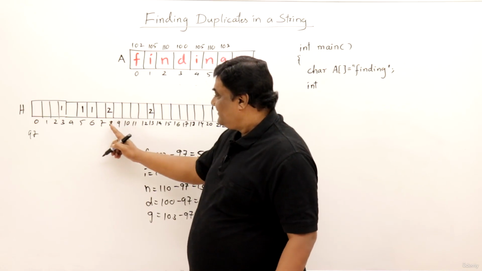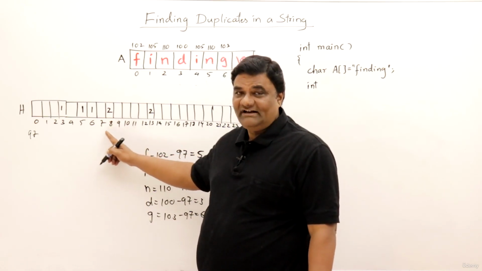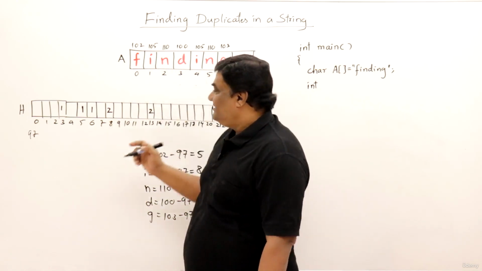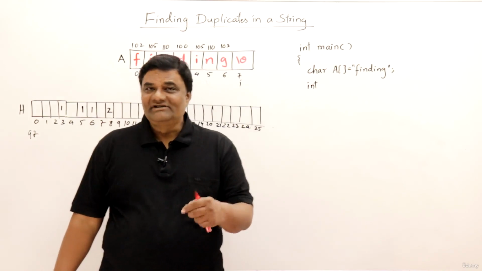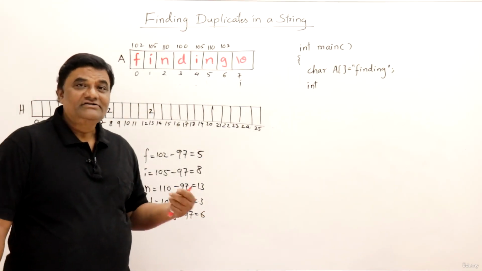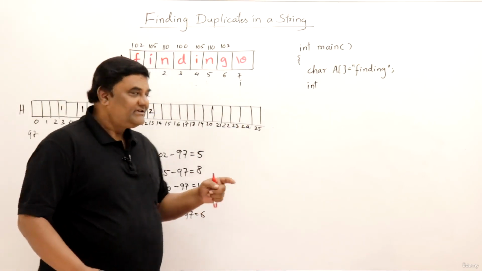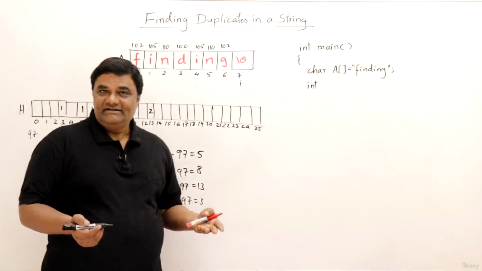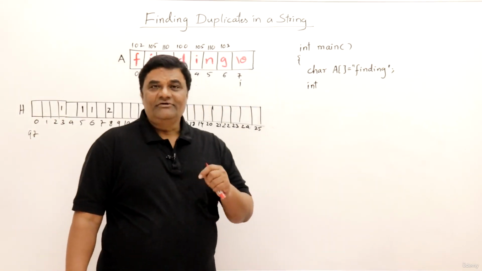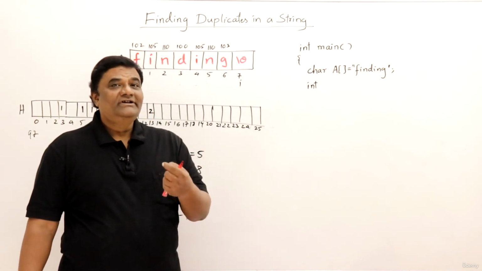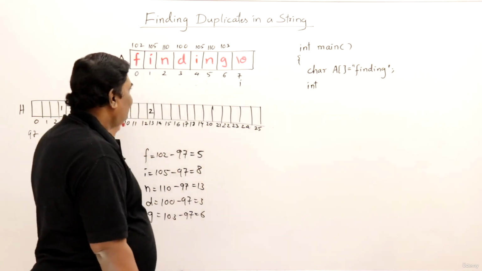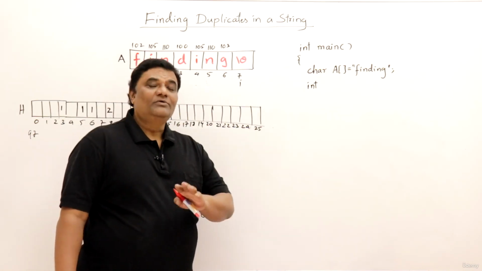If you want to know what this one is, add 97 to this. 97 plus 8 is 105, and 105 is i. That's how we can get back the alphabets, by adding 97 to the indices of the hash table. So this is how you can count. And if any count is more than 1, then there are duplicates. Alright? So let us write down a piece of code here to perform the same procedure and display only those alphabets which are appearing more than 1 time. Like i and n are appearing more than 1 time, let us display only those.